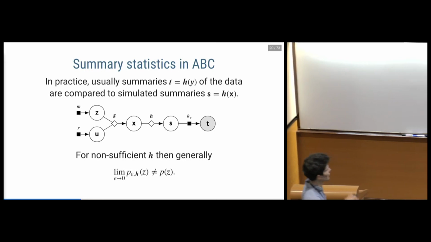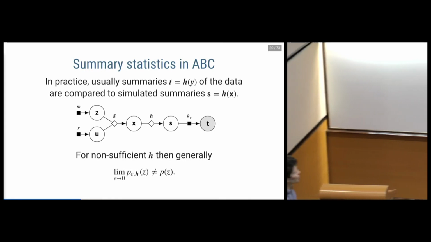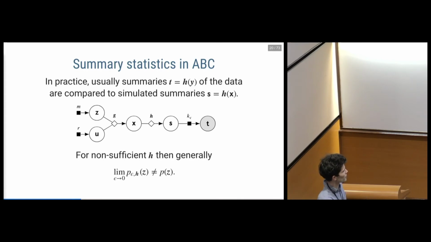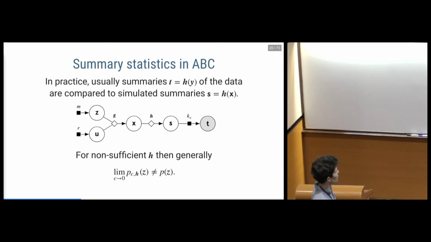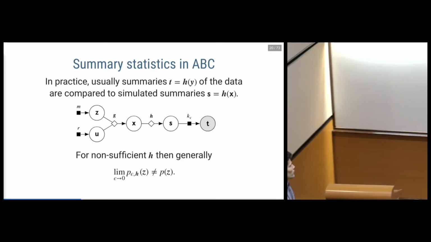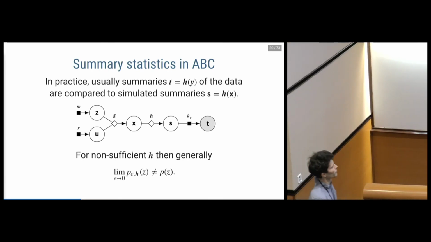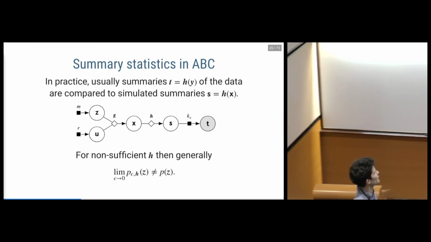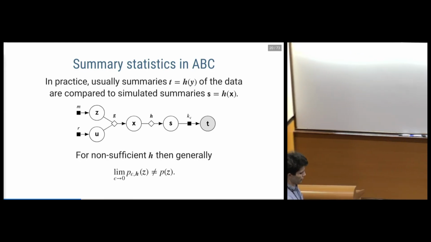And so now, unless we have some sort of sufficient statistic, which will generally not be the case, we won't have the case that as epsilon tends to 0, this density will converge towards the target density of interest. So we're definitely losing some information by doing this, but this is often something that is pragmatically needed to make inference possible.